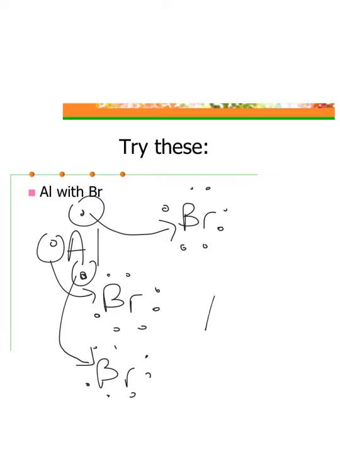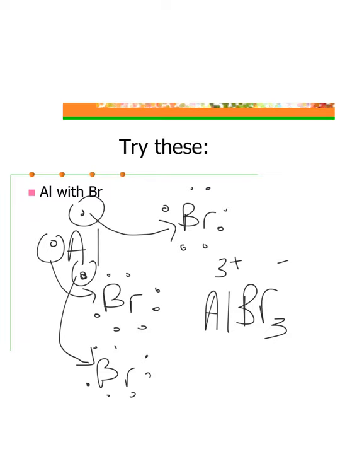So write what you use, 1 Al, 3 Brs. Al lost 3, so 3 plus. Each Br gained 1, so it gets a minus. And again, it's fine on a charge to have a 1 there. Most people don't write it, but I wouldn't count it wrong if you had it. However, we don't want to see 1s as subscripts on here.